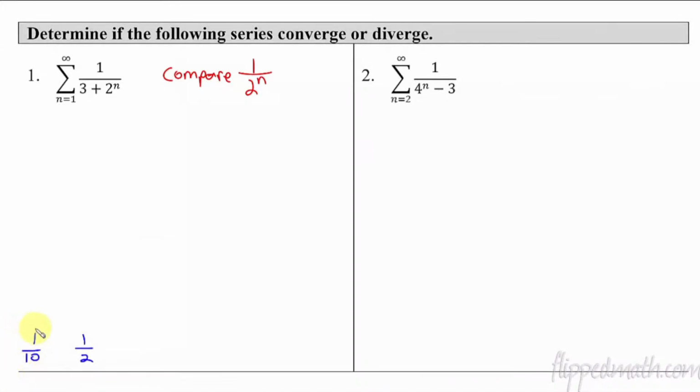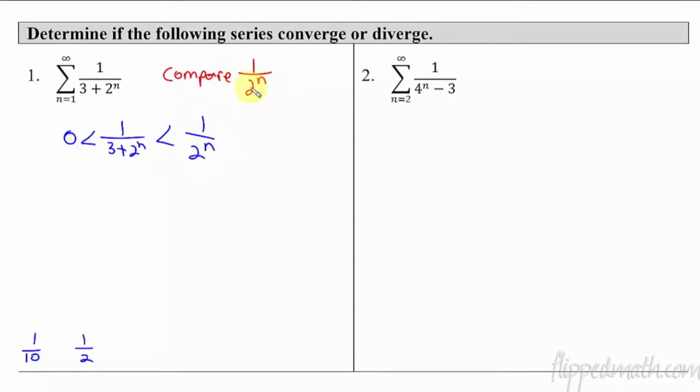If this is bigger, then the whole fraction is smaller. So look at this. This fraction has a larger denominator, which means the entire fraction is smaller. So I can say that 0 is less than 1 over 3 plus 2 to the n, which is less than 1 over 2 to the n. So it goes in this order.